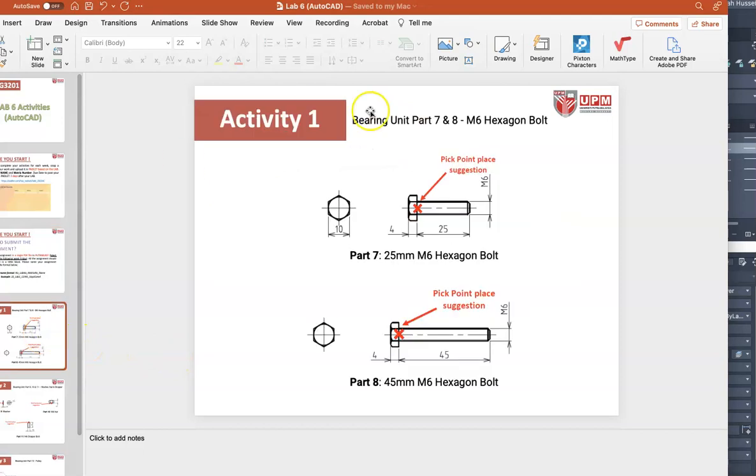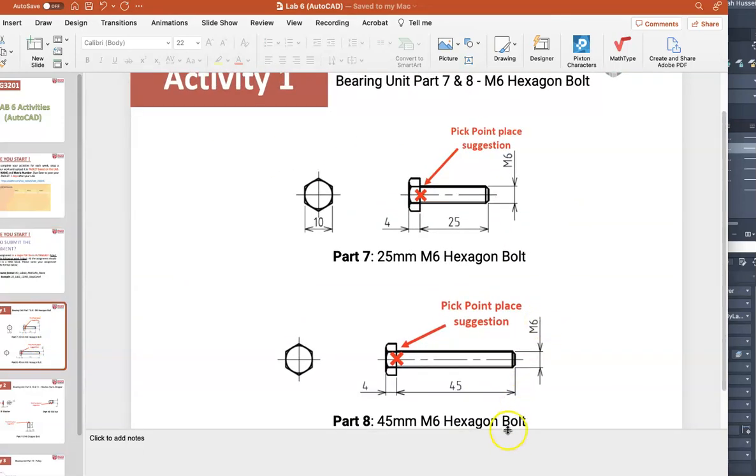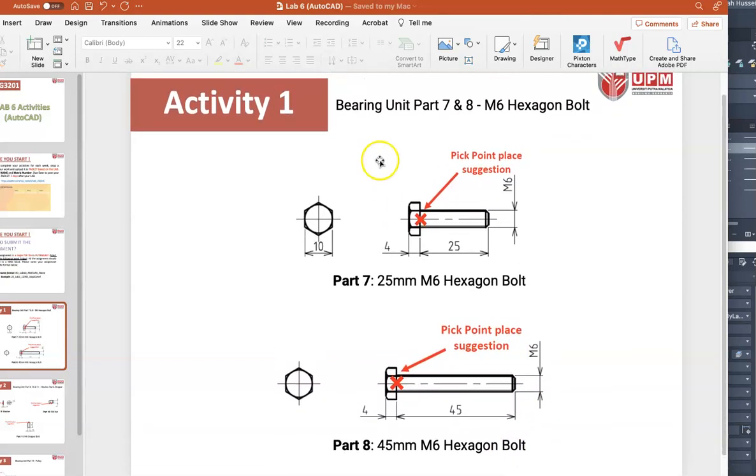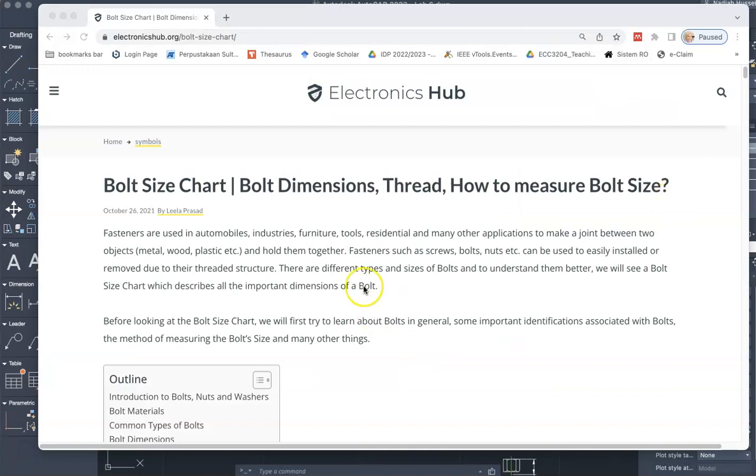So we will start with activity 1. Let's take a look at this first. Let me make this bigger. For activity 1, we are going to do bearing unit part 7 and 8, which is an M6 hexagon bolt. So an M6 hexagon bolt, let's try to Google what that means. Okay, so I Googled M6 hexagonal bolt, and this is what I found.